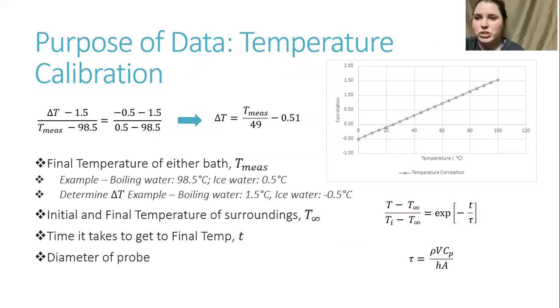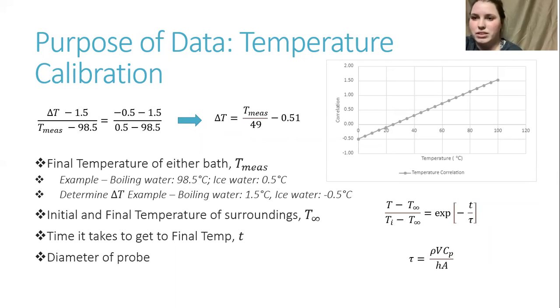So the final temperature that is recorded, which is that stabilized temperature of either of the baths, is represented by T measure. For example, if we measured our average temperature to be 98.5 degrees Celsius for the boiling water, the delta T in the equation above would be 1.5 because that's how far away it is from 100, which is the known boiling point of water. And then same for the ice water, if we measured it to be 0.5 degrees Celsius, that delta T would be negative 0.5 degrees Celsius.